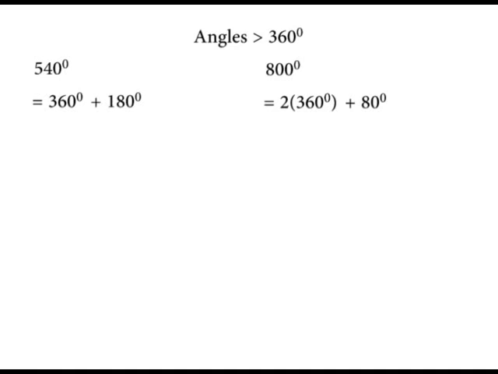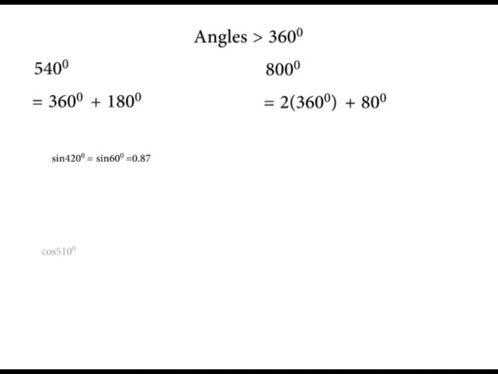To find the ratio of angles greater than 360 degrees, we simply find the ratio of that additional angle. So sine 420 degrees is equal to sine 60, and that is equal to 0.87. That is in the first quadrant.